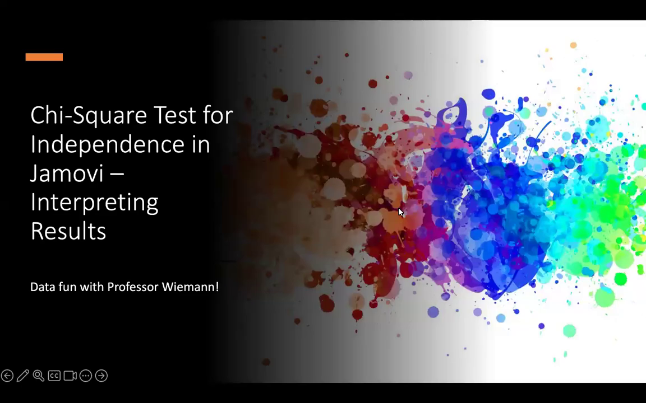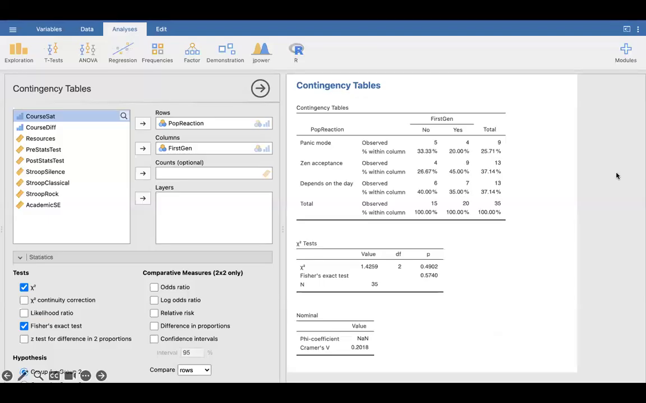So here we are in the chi-square test for independence, and I'm going to go through interpreting the results. So here is our contingency table. You can absolutely turn this into an APA style table, and I'll do that in a later video because it does have really useful information.